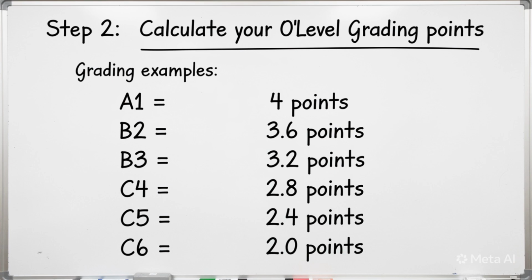Step 2. Calculate your O-level grading point. So this is the sample of Unilag O-level grading point. If you have A1, you are going to get 4 points. If you have B2, you are going to get 3.6. If you have B3, you are going to get 3.2.